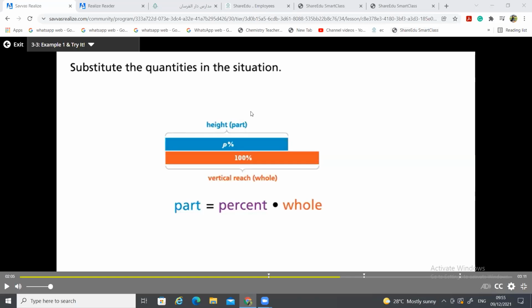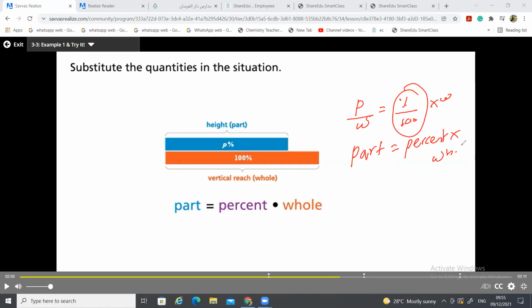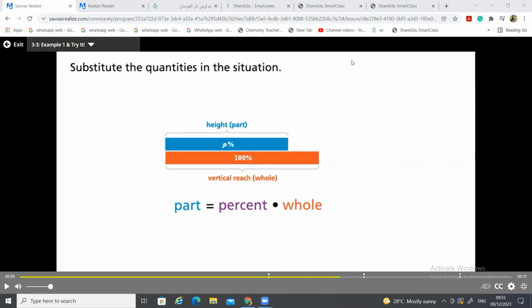So here, lesson 3.3, the first example. You all know that we have studied in our last lesson that part over whole is nothing but percent over 100, right? So now if we write this as an equation, part will be percent times whole. Percent times whole, this will be the part. To find out part, we get an equation. Using X and Y, we will see how they do it.